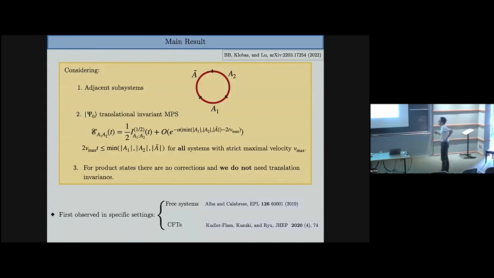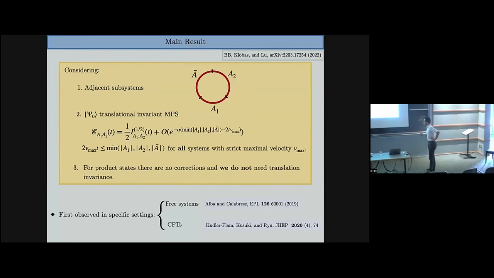For systems of this form, we can find very simply the following property. If we take a tripartition of our system as displayed here, where A bar is the rest of the system, A1 and A2, so essentially a tripartition in terms of contiguous blocks, then for psi naught being a translational invariant MPS, we find that the relation between logarithmic negativity and mutual information holds for all times smaller, essentially, than the size of the smallest of the three subsystems. This holds up to exponentially small corrections. In fact, for product states, there will be no corrections, and we could even take the product state to be non-translational invariant, with different states at different sites.